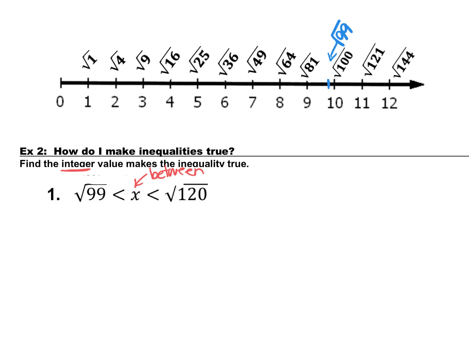And then we've got the square root of 120. Now the square root of 120 is really close to the square root of 121. So it would be pretty close right here. And remember, we're looking for the positive or negative whole number. Take a look right here. 10 is between the square root of 99 and the square root of 120. So x can be then 10.